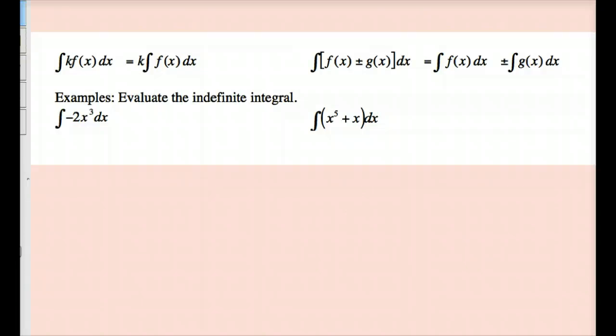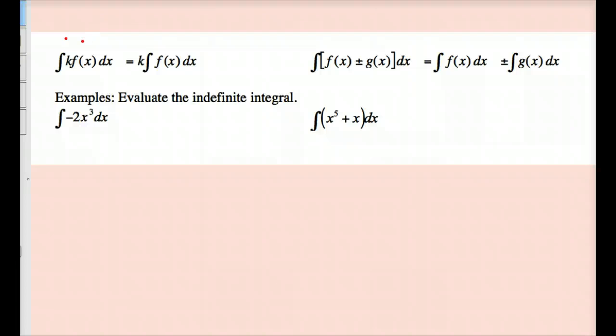Anytime I have a constant that's a constant multiplier, right? So for instance, this k is being multiplied by some kind of f of x function, then I'm allowed to pull out the k and then use the other rules that we've done.